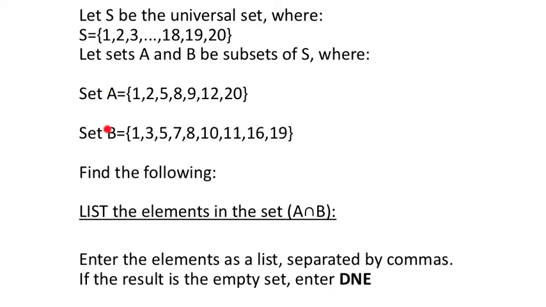Okay, so we have the sets A and B. This wants the elements of set A and B. That's how that reads right there. Set A and B. This little upside down U there is the intersection symbol. So I am now looking for elements that are part of both sets A and B.